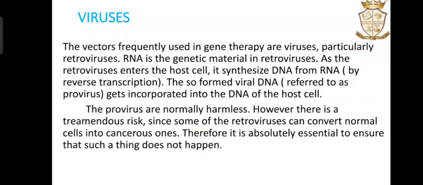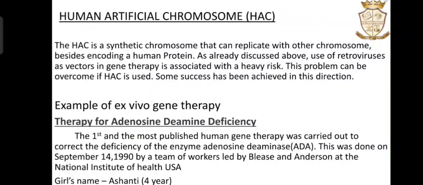Viruses. The vectors frequently used in gene therapy are viruses, particularly retroviruses. RNA is the genetic material in retroviruses. As the retrovirus enters the host cell, it synthesizes DNA from RNA. By reverse transcription, the so formed viral DNA gets incorporated into the DNA of the host cell. The proviruses are normally harmless. However, there is a tremendous risk since some of the retroviruses can convert normal cells into cancerous ones. Therefore, it is absolutely essential to ensure that such a thing does not happen.